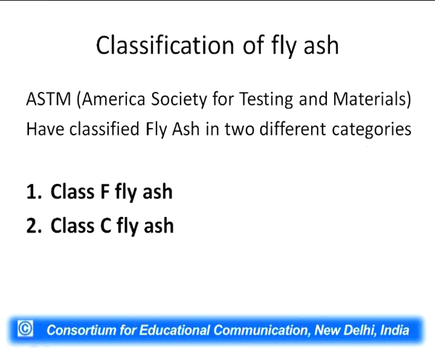Now the types of fly ashes. There are two types of fly ashes. America's nodal agency which governs all these materials, the American Society for Testing and Materials, ASTM, has classified fly ash into two categories. One is class F fly ash, another is class C fly ash.